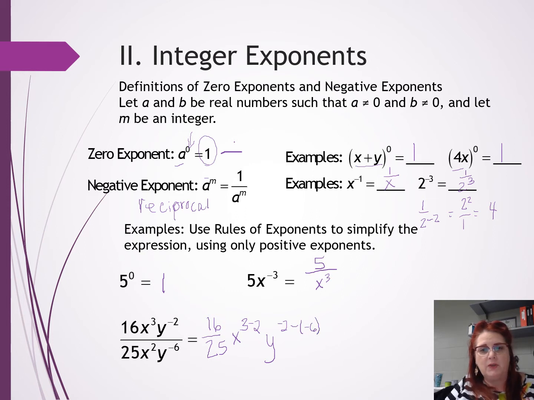Well, 3 minus 2 is 1. So I'm going to have 16 25ths x to the 1st power. Negative 2 minus negative 6 is 4. So I'm going to have y to the 4th. I don't have any of the variables in the denominator.